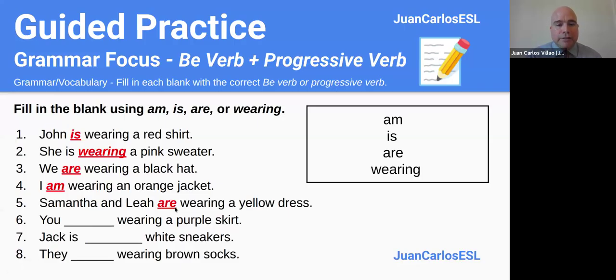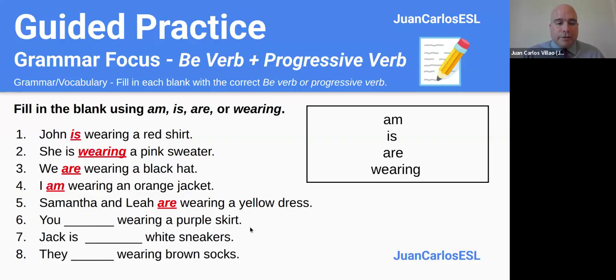So are will be the be verb, just like we. In this case, the subject is plural, talking about third person. Samantha and Leah, third person, and it's plural. So it's like saying they are. In this case, Samantha and Leah are wearing a yellow dress. All right, so that's number 5.